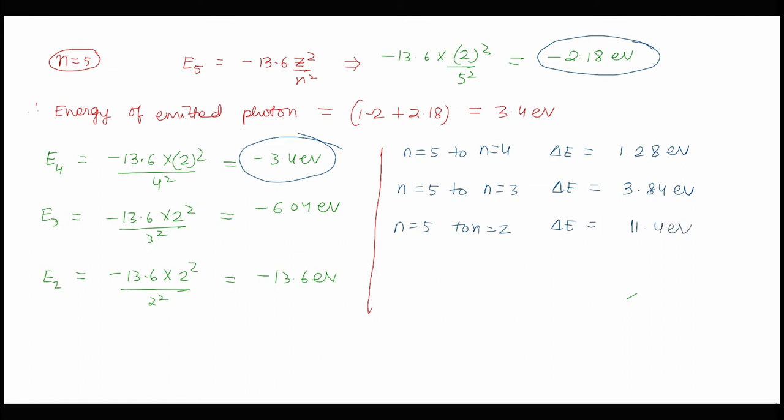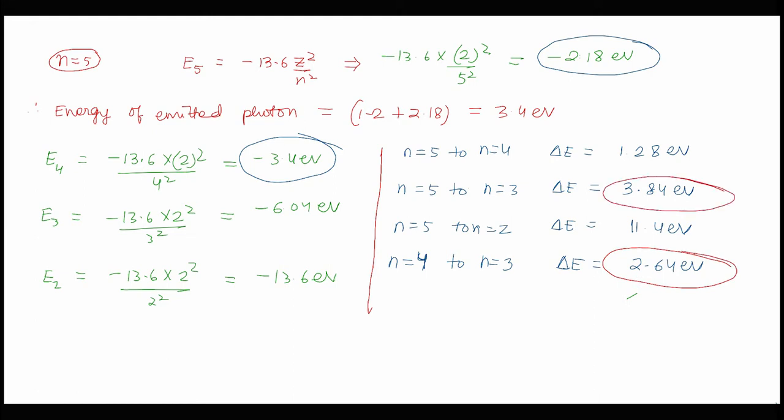And the next one which we are discussing is the transition from n equal to 4 to n equal to 3. So for n equal to 4 to n equal to 3, the value of energy difference is coming out to be 2.64 electron volt. Now since the photons that are likely to be in the range of 2 electron volt to 4 electron volt, we are identifying between 2 to 4 electron volt. The values corresponding are 2.64 electron volt, 3.84 electron volt, and the value which we initially calculated, that is 3.4 electron volt.